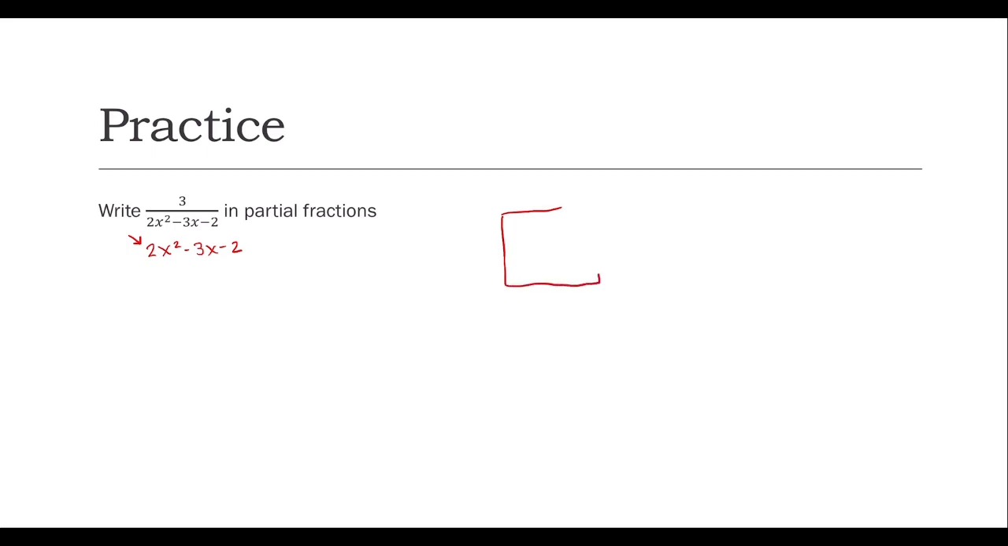What I like to do is use the box method. So with the box method, you draw a 2 by 2 box. In the upper left corner, we put our a value, so our 2x squared. And in our bottom right corner, we'll put our c value, which is negative 2. So we need to find something that multiplies to our a value times our c value. So it's going to multiply to 2 times negative 2. So it needs to multiply to negative 4, and then it needs to add to our b value, so negative 3.